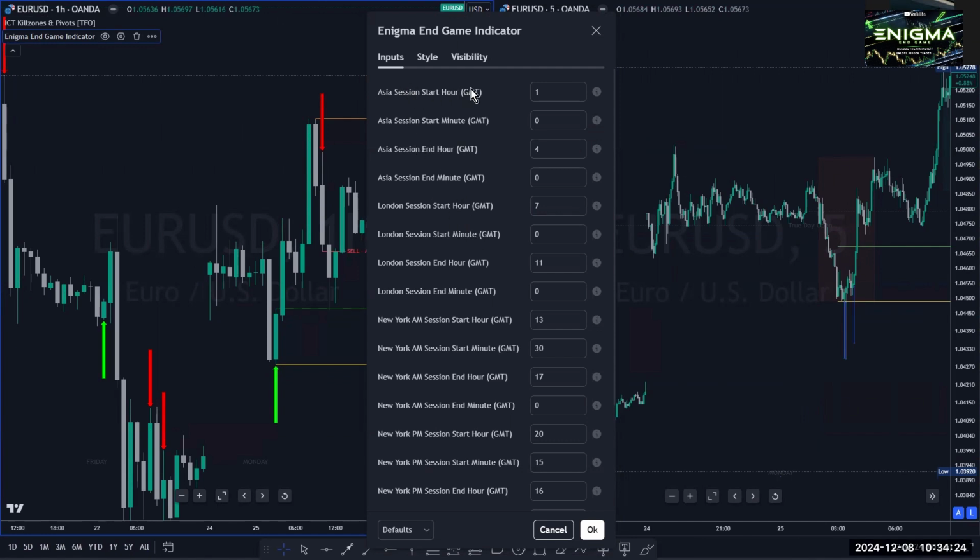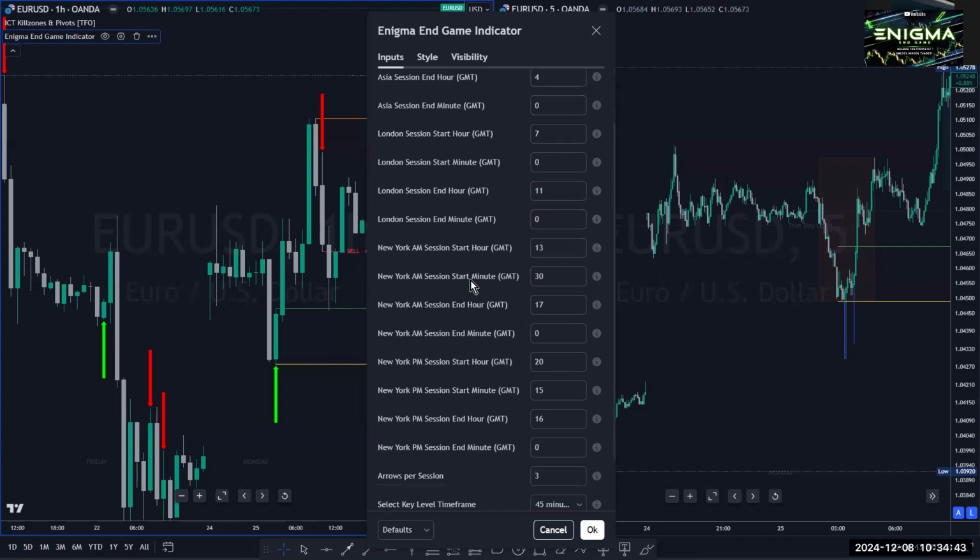It can identify the Asian session's opening and close. So the arrows only show up during the time that you select here. For me, my selected Asian session is based on the kill zone, and the London session also starts and ends. So you can copy these similar settings if you would like to have the same settings.